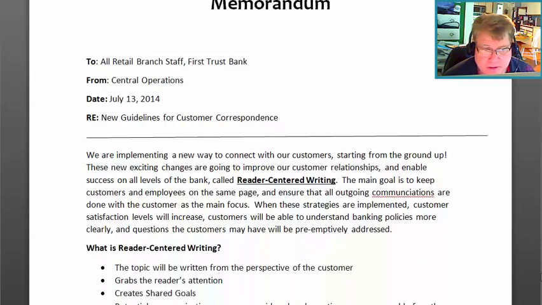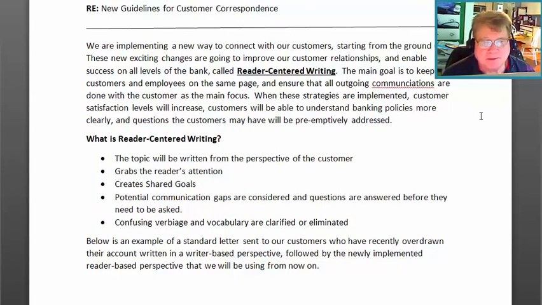And let's go into your memo here. We are implementing a new way to connect with our customers, starting from the ground up. These exciting changes are going to improve our customer relations and enable success on all levels of the bank. Now, whenever you join two items with an and, you do not need a comma. This modifier here called reader-centered writing is the change, right? You said changes, but it's just this one change. So you need to make this a new sentence.